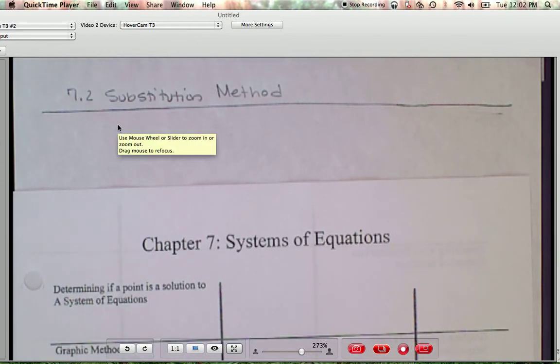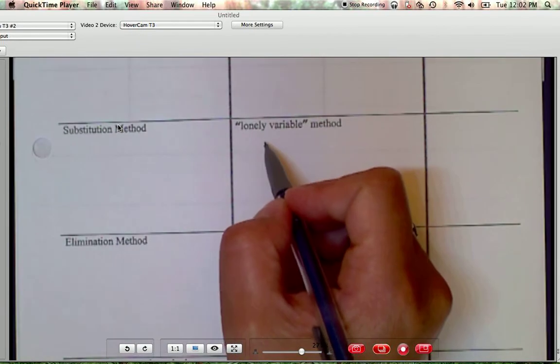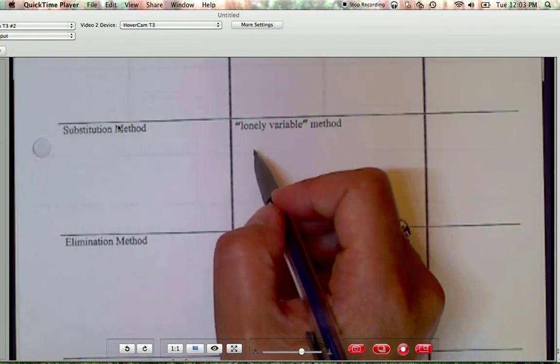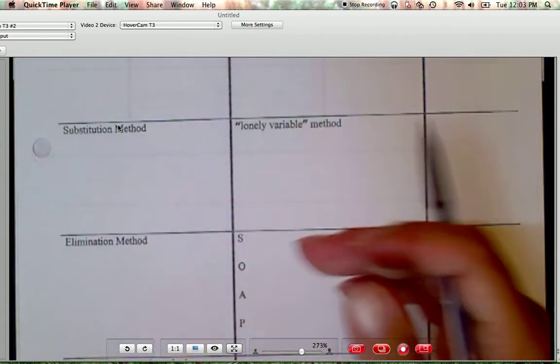Section 7.2 is about the substitution method, solving systems of equations using the substitution method. And so we're going to write our steps down straight on our Cornell note sheet here. Substitution method, well, first of all, substitution method is what I call the lonely variable method. So we're going to write the steps down and then I'll go over what they mean to you.